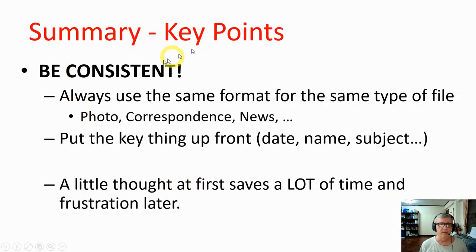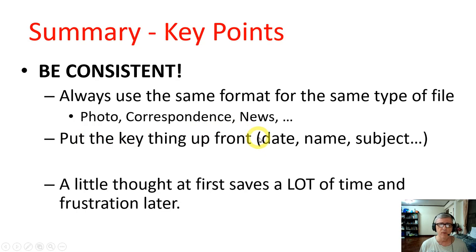Summary of the key points. Be consistent. Consistent, consistent, consistent. That's the most important thing. Always use the same format for the same type of file. So in other words, your family photos, always label them the same way. If you're going to use the date first, always use the date first. Always use the same format. Don't use year, month, day, and then the next time use day, month, year, something like that. No, don't do that. Always be consistent.